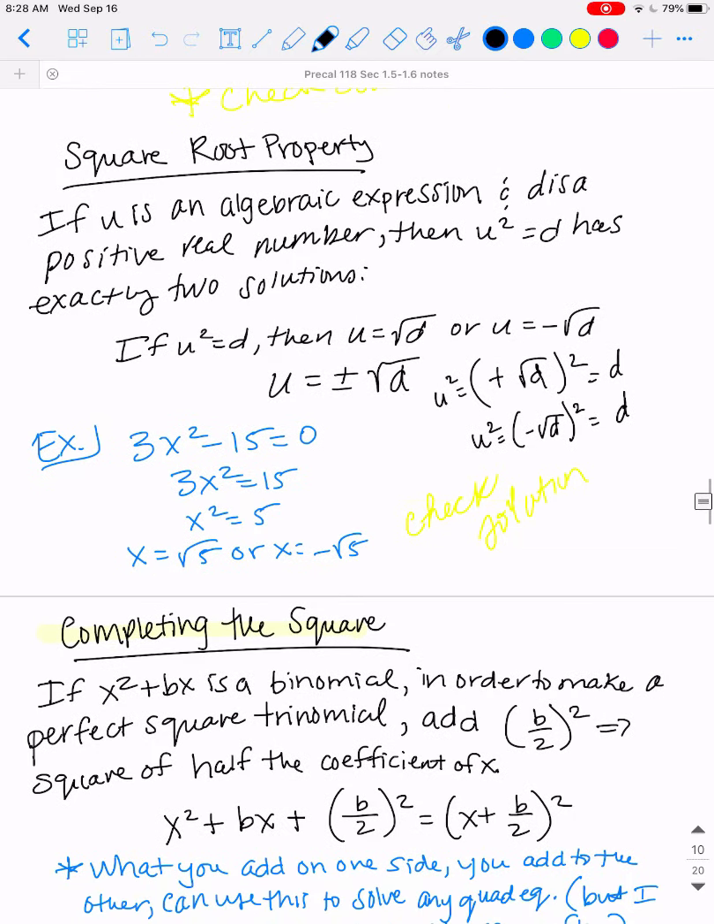Okay, so our example is 3x squared minus 15 equals 0. We're going to go ahead and move 15 to the right by adding it, and then we get x squared equals 5. By taking the square root, we cancel that on one side, and then we take the square root of the other side. So we get x equals square root 5 or x equals negative square root 5. We could write that as x equals plus or minus square root 5. Go ahead and check your solution in the original equation to make sure it checks out.